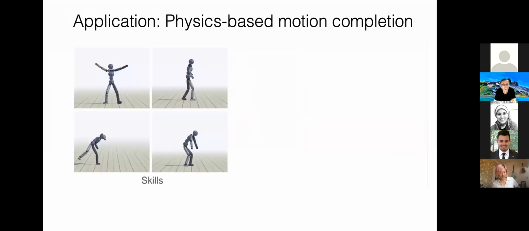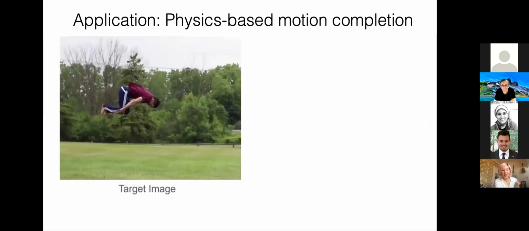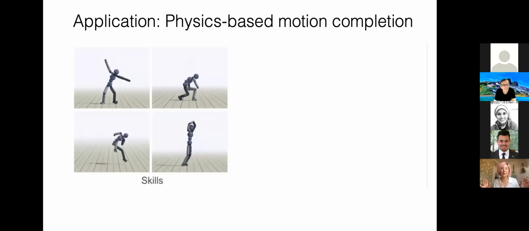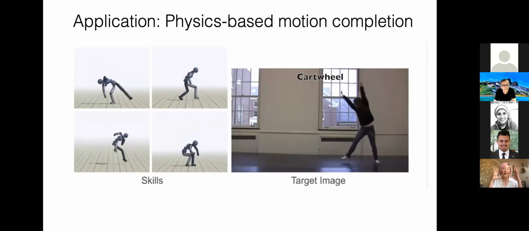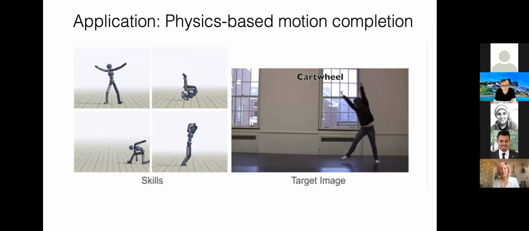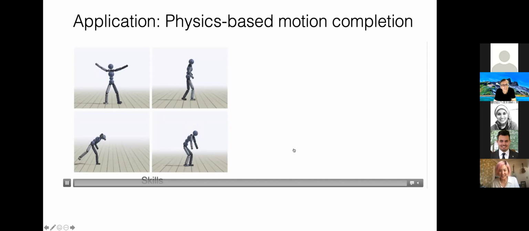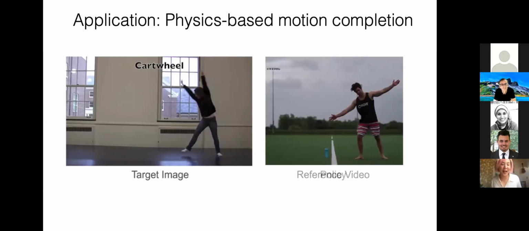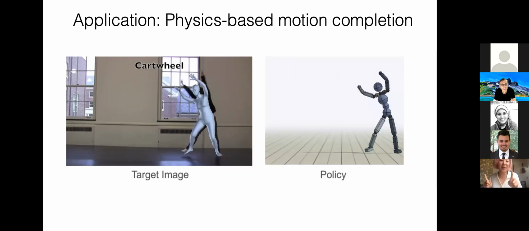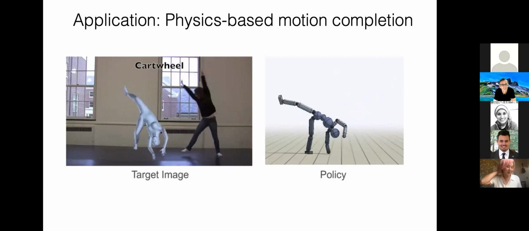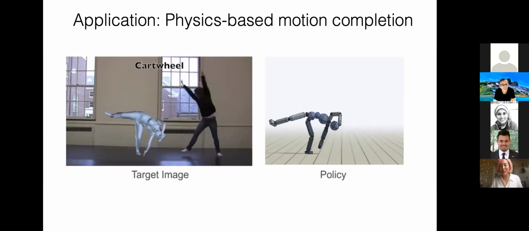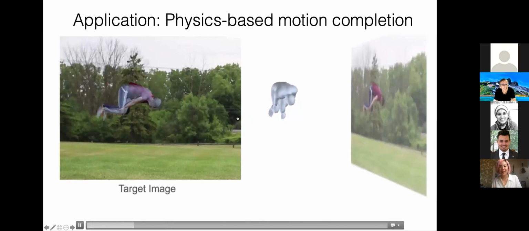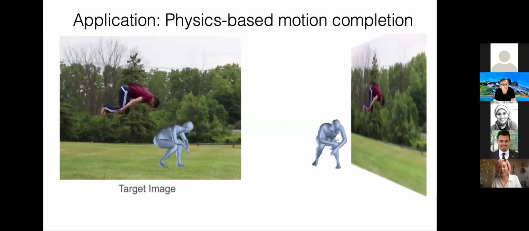Training these policies per action sequence really allows for fun applications like physics-based motion completion. We have all of these skills that we learned from the YouTube videos, and all of these are policies. Now we have a target image, where we only have a single image. We can run HMR on this image, and then figure out the pose that is closest in the reference dataset that we have. Then we take the policy, initialize it with the target image's pose, play the policy forward, and bring that set of joint angles back into the image space, which allows for this type of physics-based motion completion. It's a cute application of this.